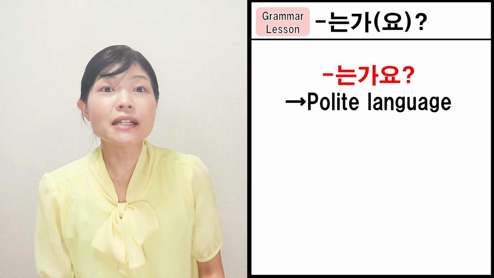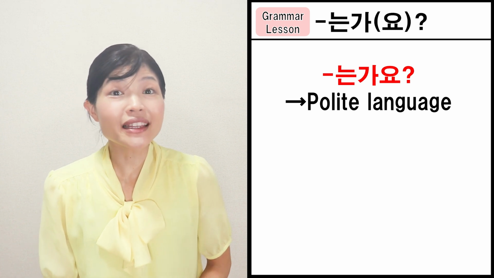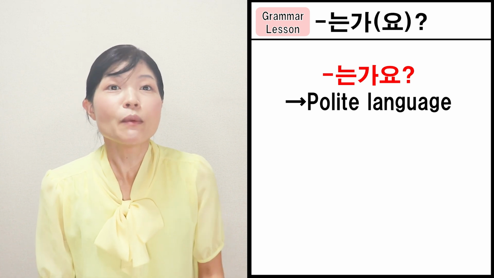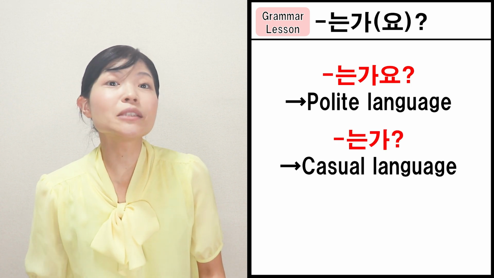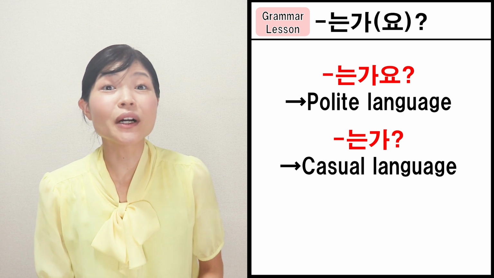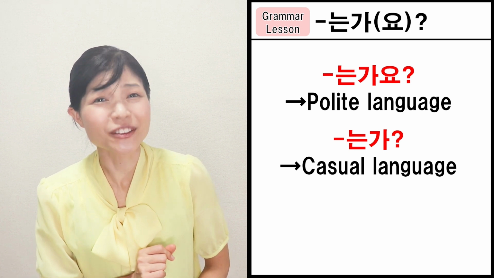By the way, 요 in 는가요 is in parentheses. You can use 요 when you are talking to an elder person. If you don't use 요, it becomes 반말, a casual language. You know already these, right?